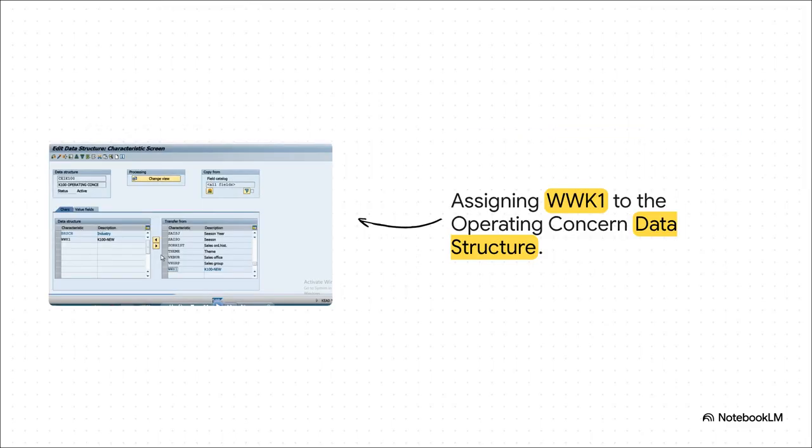Finally, to finish our framing, we take all those individual custom labels and buckets we just created, and we literally bolt them into our operating concern's central data structure known as CE1K100. That activates them and makes them fully available for reporting.